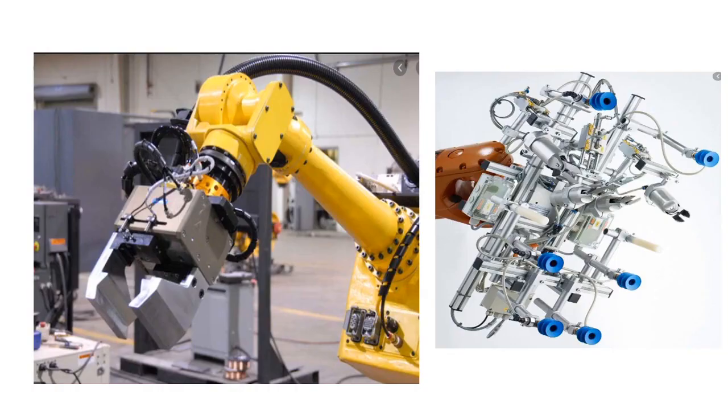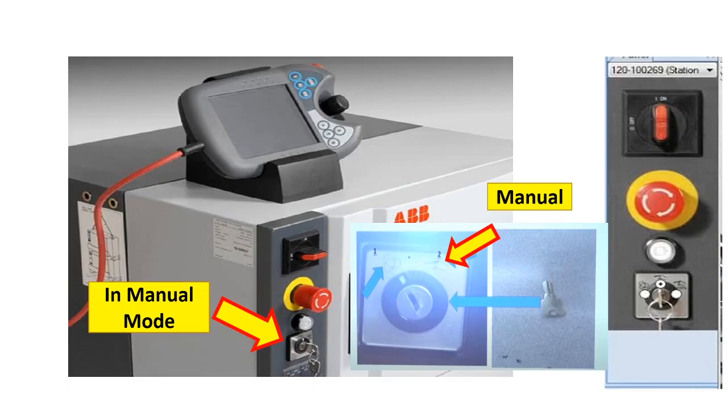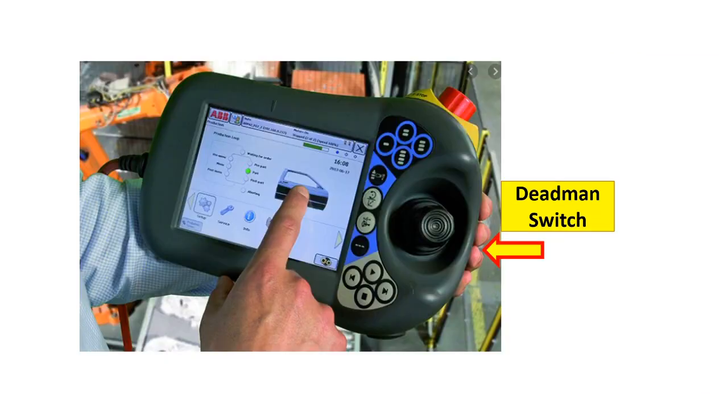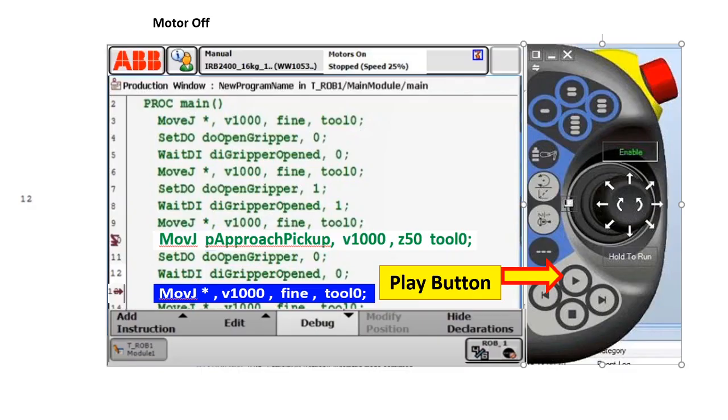And if you want to move the robot in manual mode, where you will be the one to control the motion, then let's proceed. Switch the key to manual mode. Press the deadman switch, and then press play. And if you want to move the robot one line of motion at a time, then press step.